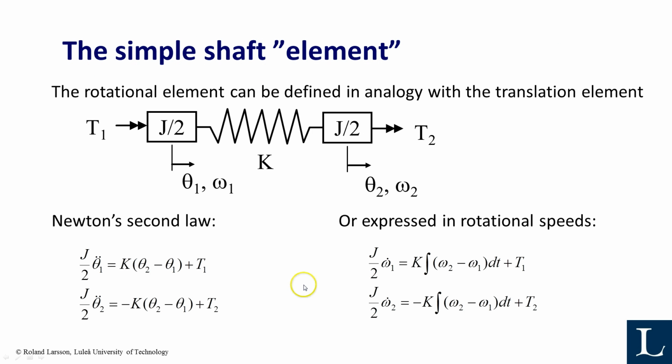The same thing can be done for the rotational shaft element. Instead of deflection, we talk about torques and rotational angular deflection and rotational speed. And the equations look the same, but of course there is a different K here, a different spring stiffness in this case, because here it is the torsional spring stiffness.